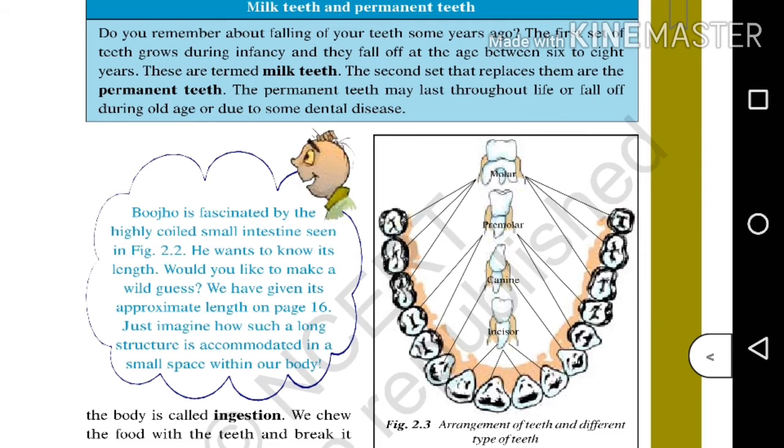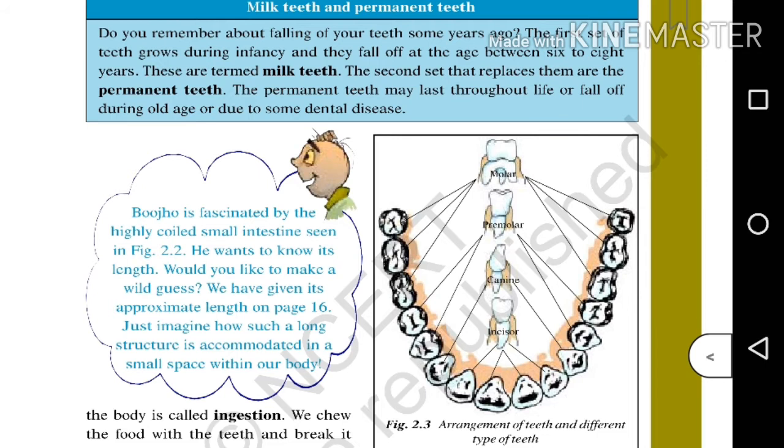Milk teeth and permanent teeth. Do you remember the falling of your teeth some years ago? The first set of teeth grows during infancy and they fall off at the age between 6 to 8 years. These are termed milk teeth. The second set that replaces them are the permanent teeth. The permanent teeth may last throughout life or fall off during old age or due to some dental disease.